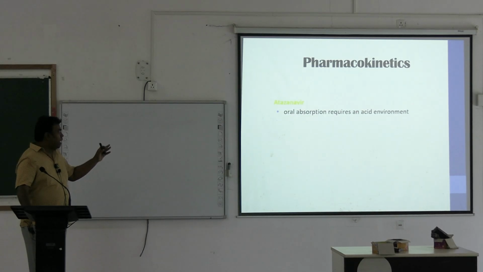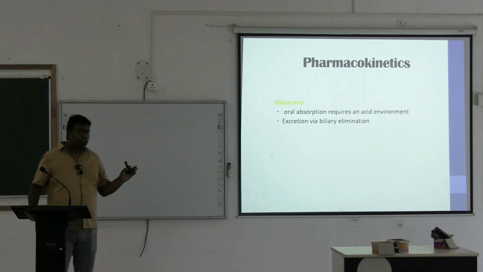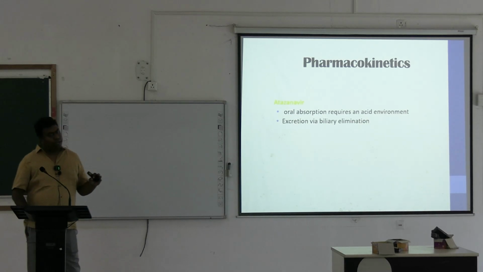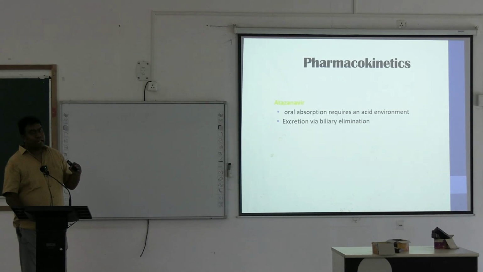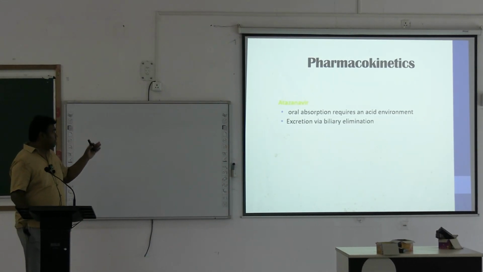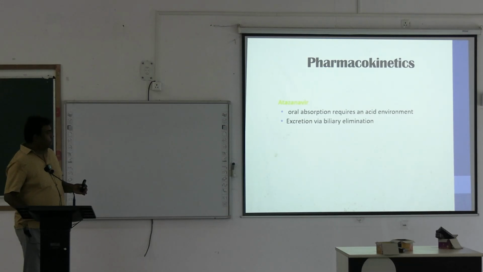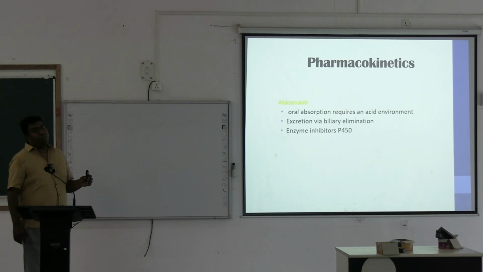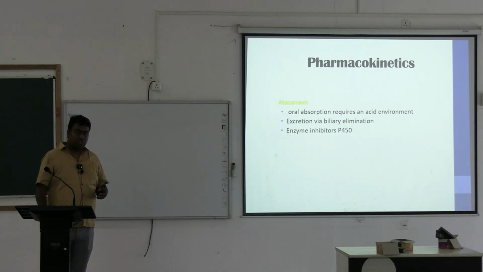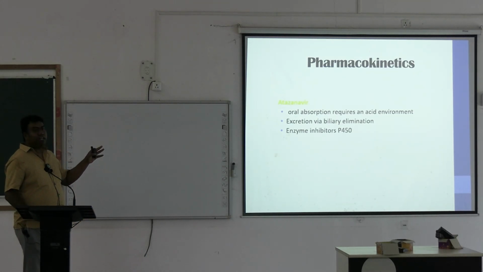Pharmacokinetics: oral absorption, but they require an acidic environment. Eliminated through the bile, not through the kidney. Most of these drugs are excreted through the kidney, but this is excreted through the bile. This is an enzyme inhibitor of P450. Previously, NNRTIs were inducers. What does an inhibitor do? Toxicity, not failure.